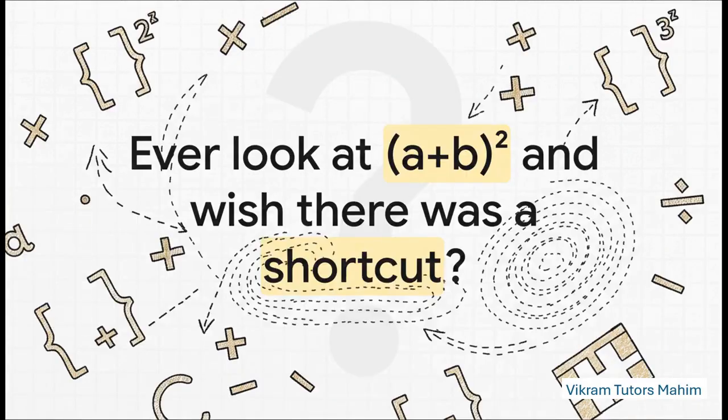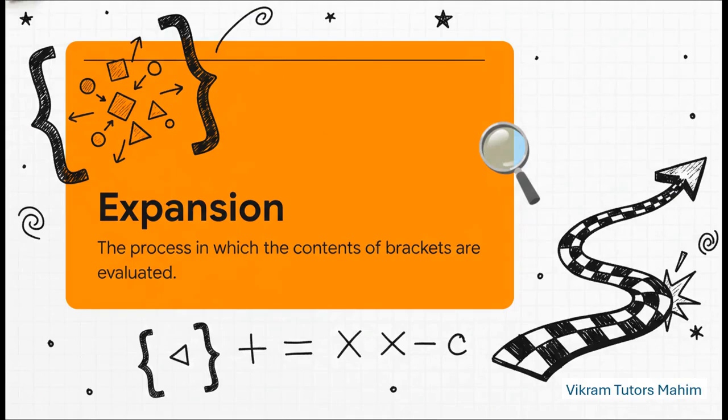You see something in parentheses with a little squared symbol and you just sigh knowing you have to write it all out and multiply every single term. But what if there was a pattern, a kind of secret code that makes the whole thing incredibly simple? Well, there is. The official name for this whole process is expansion. It's just a fancy term for figuring out what's going on inside those brackets. And today, we're going to master all the shortcuts.